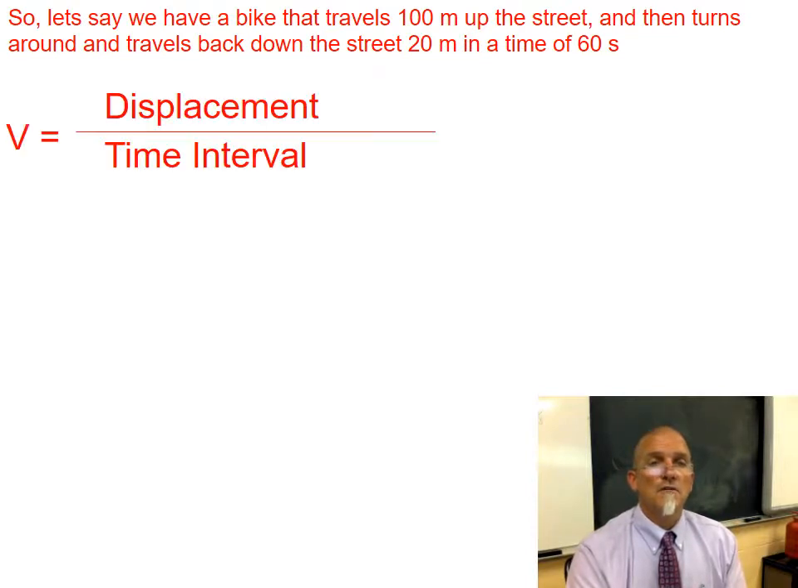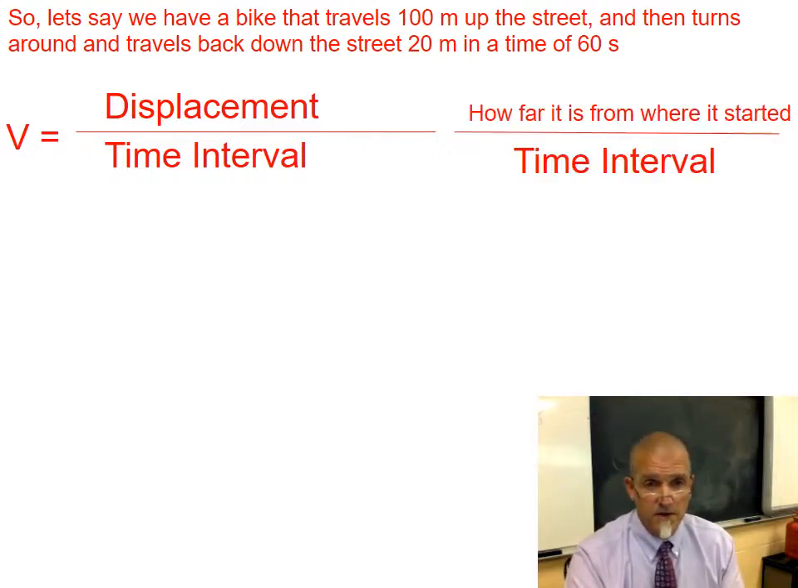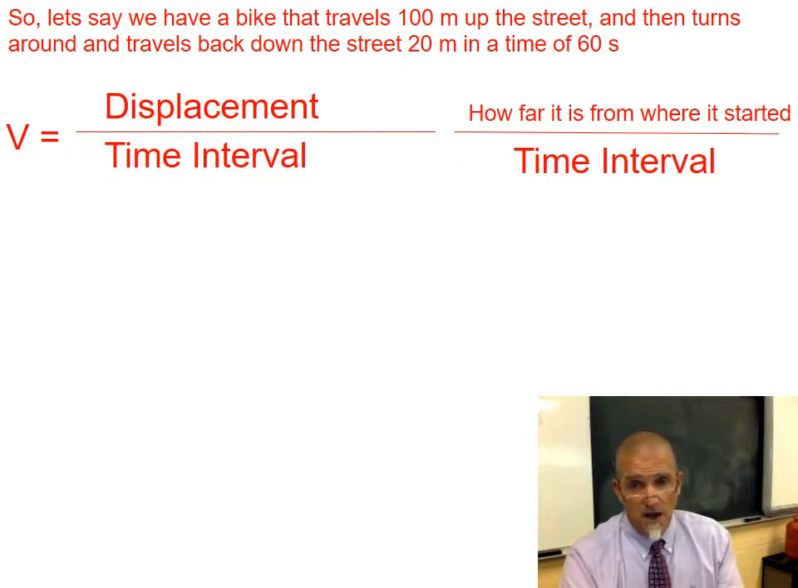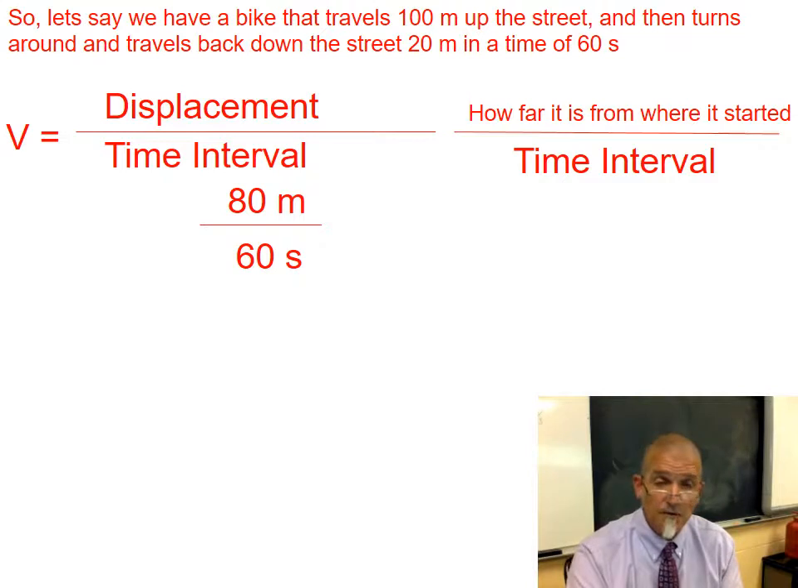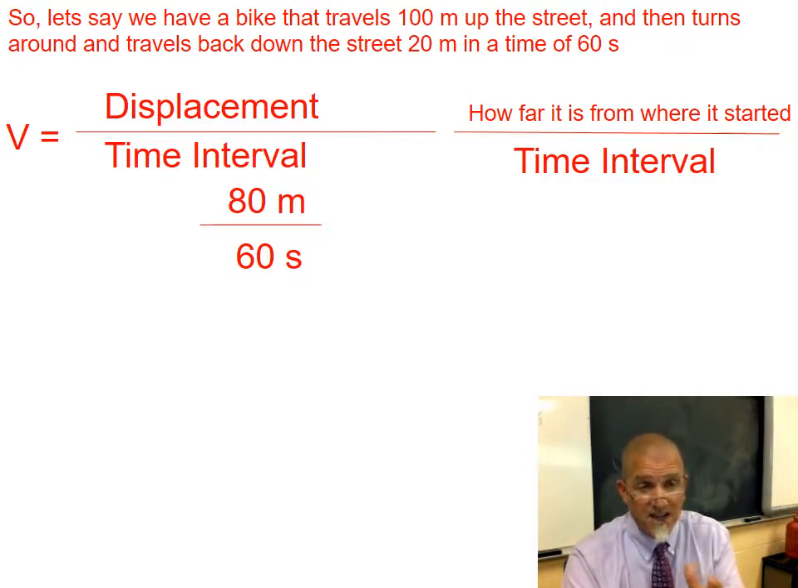Now, let's look at the velocity of our object, or of our car, I guess, or bike traveling up the street. Velocity is displacement divided by the time interval. In other words, how far is the bike when it stops from where it started? Well, if it goes 100 meters up the street and 20 meters back down the street, it's only 80 meters from where it started. Time interval is still 60 seconds. It took 60 seconds for that to happen.